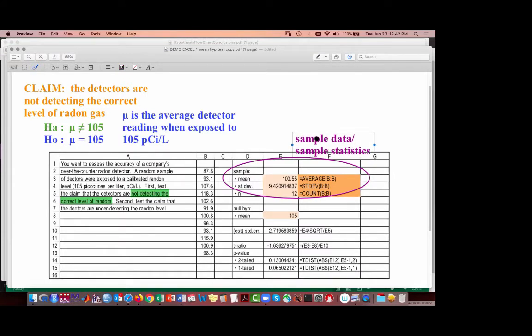Now, this is the null hypothesis. I'm going to see if I can cheat and borrow this. Yeah, I think I can do that. So this is just our null hypothesis.